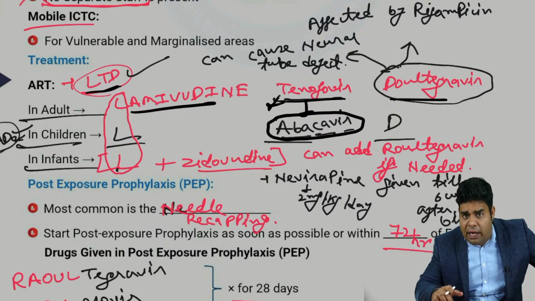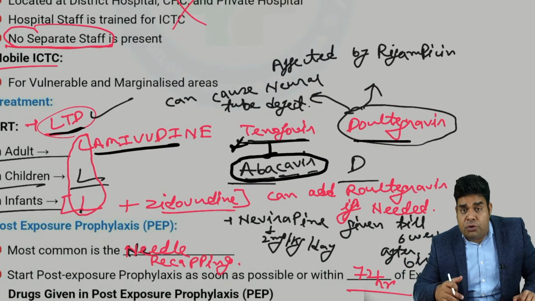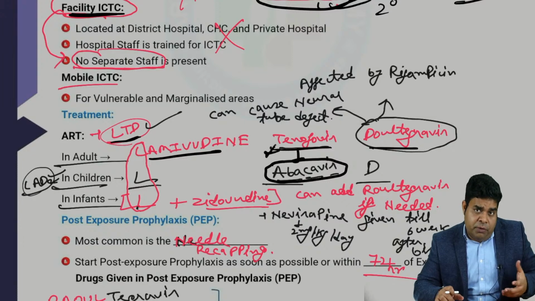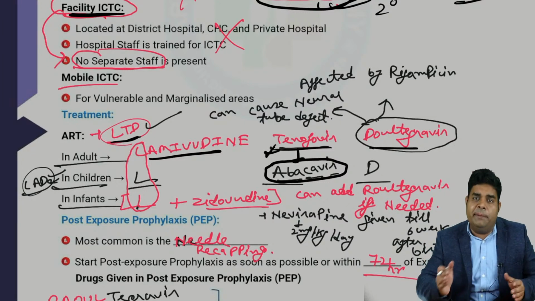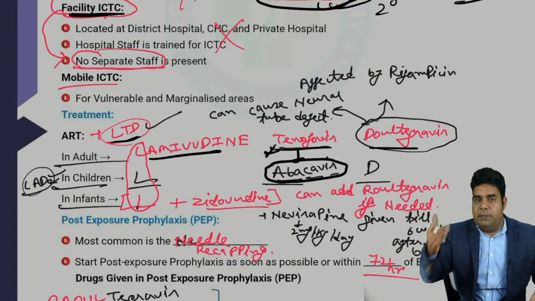Now, one question came in a recent exam that if a mother or if a female is taking HIV treatment and TB treatment both, then which drug concentration should be increased?